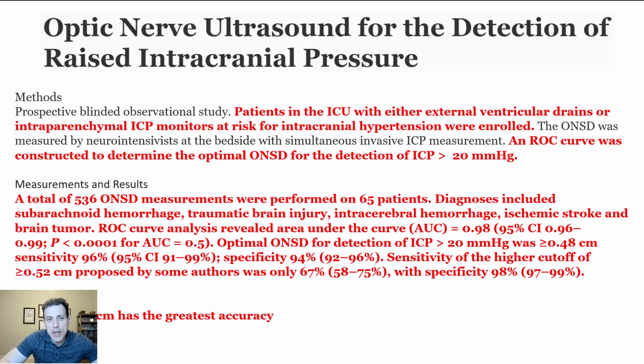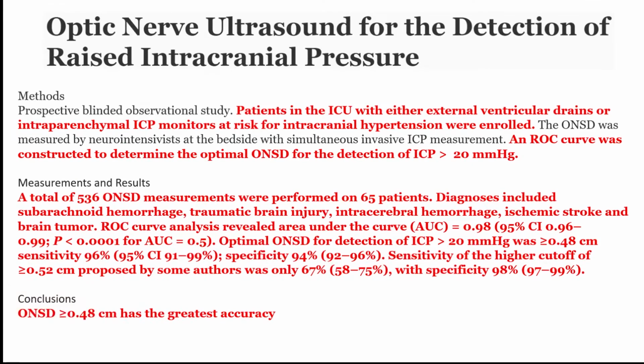So let's continue to look at some studies here. This particular study is going to give us slightly different results. This one is again optic nerve ultrasound for the detection of raised intracranial pressure. They looked at patients in the ICU with either external ventricular drains or intraparenchymal monitors and at risk for intracranial hypertension. Again, an ROC curve was constructed to determine the optimal optic nerve sheath diameter for detection of ICP greater than 20.